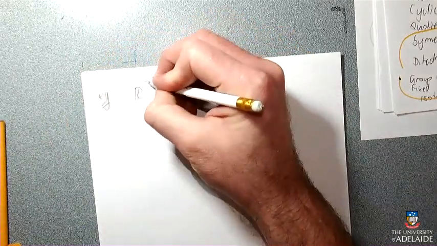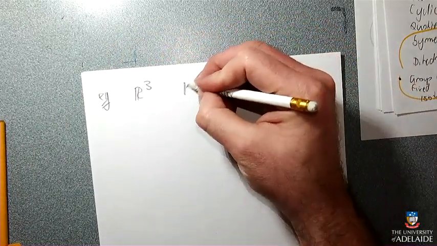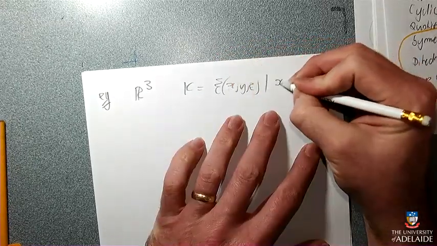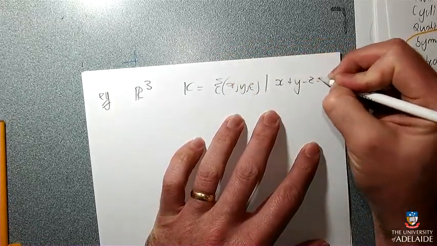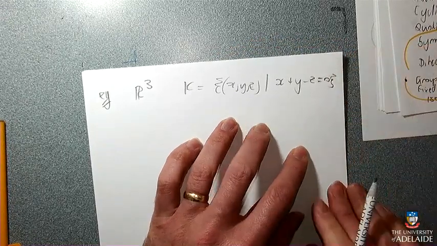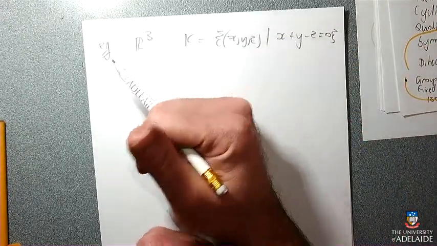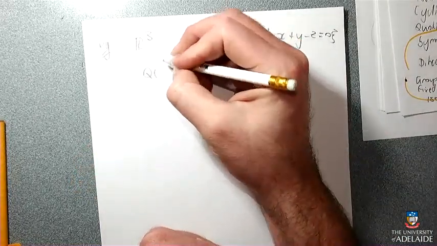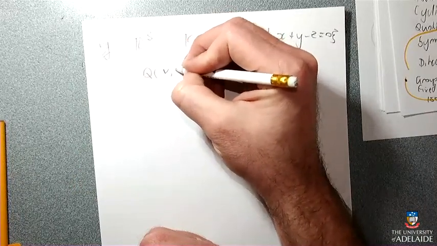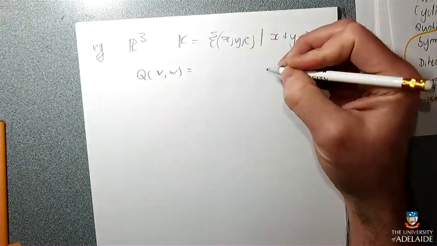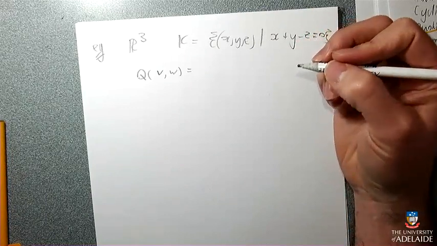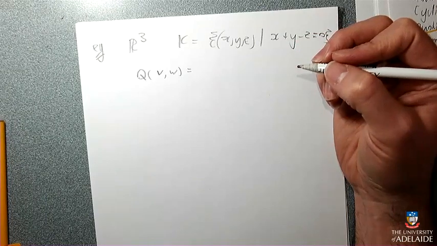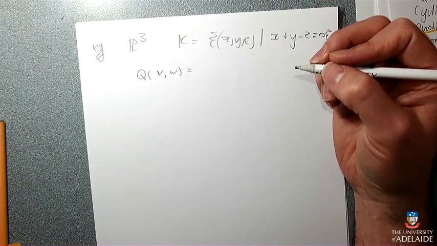Here we are in R3. We're going to have K being the set of x, y, z such that x plus y minus z is 0. That's a perfectly good subspace. And we need a Q. I could just use the ordinary dot product, but that would feel a little bit sad. We want to do one that isn't the ordinary dot product.